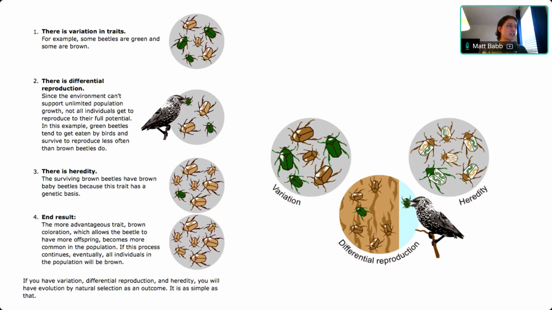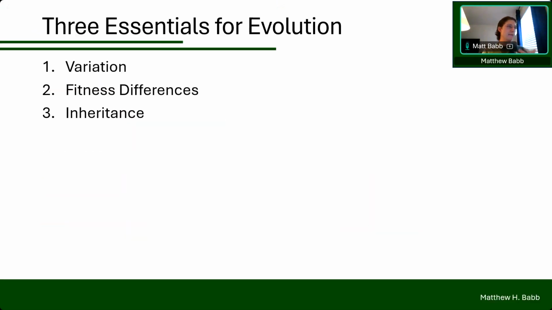So you need variation, you need differential reproductive success, and then you need to have some sort of heritability, and that can result in an end result of what we may see today in a species. So that's what we're going to go over now. We're going to go over the 3 essentials for evolution. There are 3. You need variation, you need fitness differences, and you need inheritance. And we're going to dive into each one of these to wrap up this lesson.